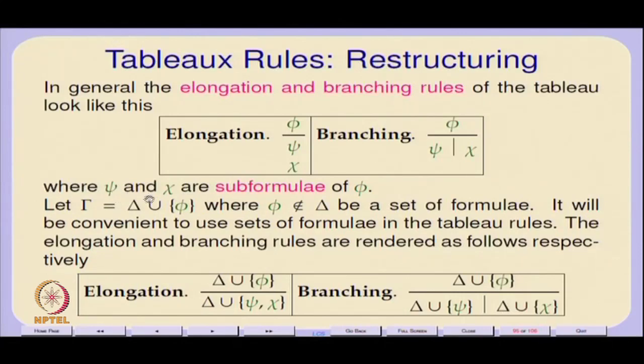So essentially in that sense, all these elongation rules are of this kind and the branching rules are of this kind, and what we can do is we can restructure the tableau. Essentially what we can think of a tableau, as the rules, as something very similar to the sets of literals, sets of literals which we used for resolution.